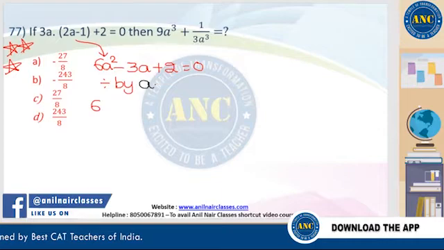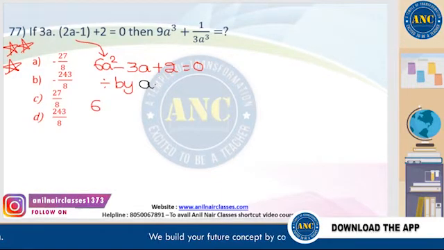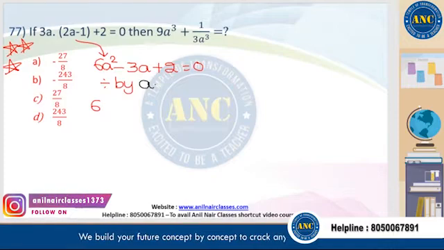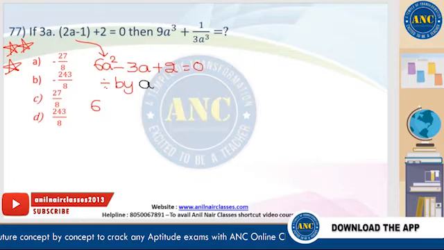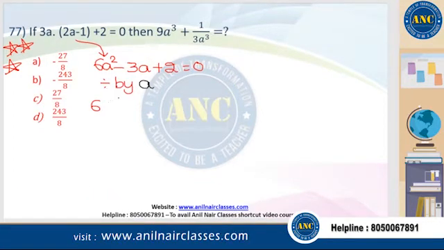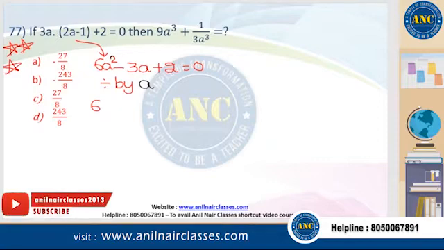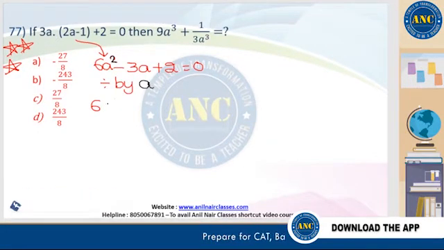I am always interested whenever the question is asking you a cube plus 1 by a cube or a square plus 1 by a square of that form. I always wanted to find out something called as a plus 1 by a or a minus 1 by a format, right? That means the power is 2 here. I want to reduce the power to 1. So I will divide it by a.